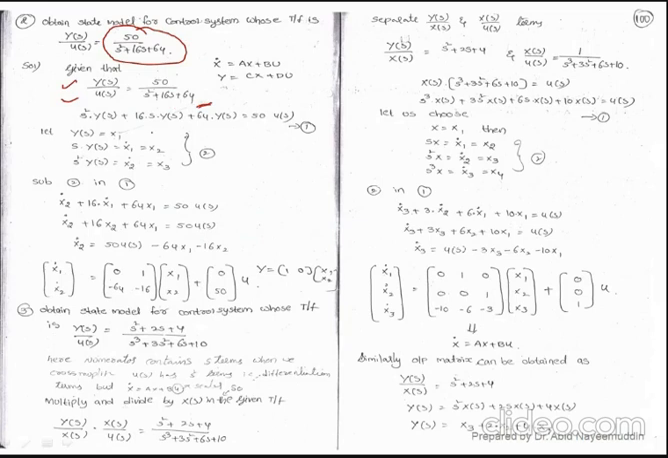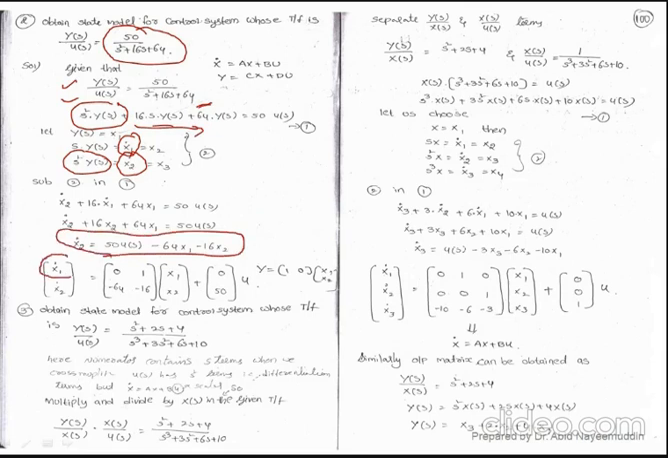If you rearrange this, you will get the highest power: s square into y of s is equal to this one. So let me assume x1 dot is equal to x2 and x2 dot is equal to x3. But actually x2 dot is equal to s square into y of s. If you send all these terms to the right side, then you will get x2 dot is equal to this expression. So then x1 dot is equal to what I already assumed as x2, that is 0 and 1.